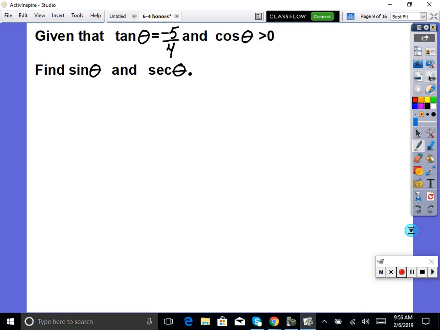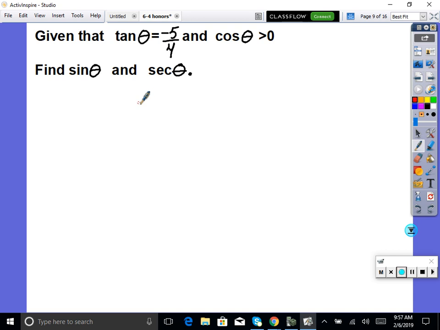Okay, let's read this one. It just gives us a little bit more information. It says, given that tangent of theta is equal to negative 5/4 and cosine of theta is greater than 0, find sine of theta and secant of theta. All right. Now, here's what we have to talk about. I think I said this a little bit, maybe not exactly correct last hour. We got it right because our thinking was right, but I'm going to try to say this differently.